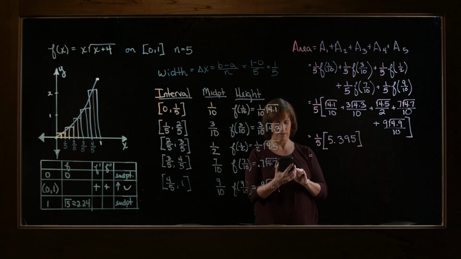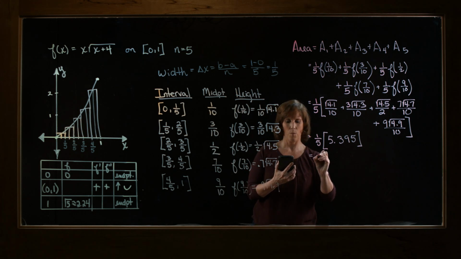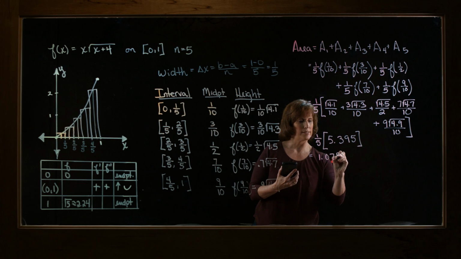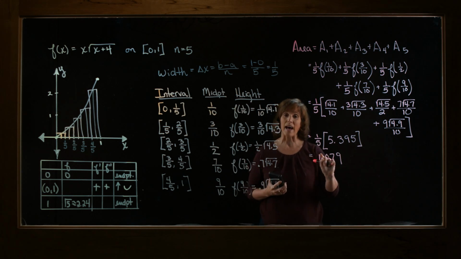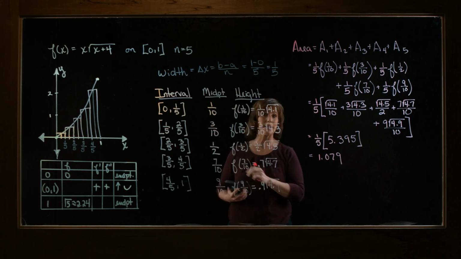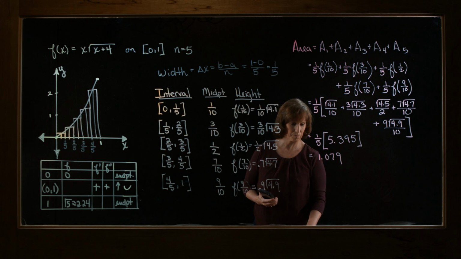We can take that number and then divide it by 5. So I have 5.395 divided by 5, and I get 1.079. Now, that's the area of my 4 rectangles added together.